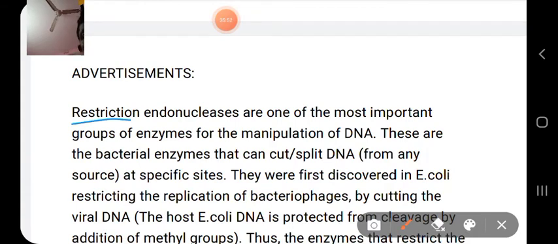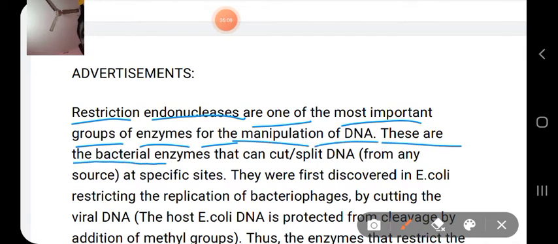Restriction endonucleases are one of the important groups of enzymes for manipulation of DNA. These are bacterial enzymes that can cut or split the DNA from any source at specific sites. So they recognize specific sequences. I will show you some specific sequences. You have also learned some specific sequences in class 12, but not too many were given there. I will try to give you more and more sequences if possible. So they recognize the specific sequence and cleave around those sites.